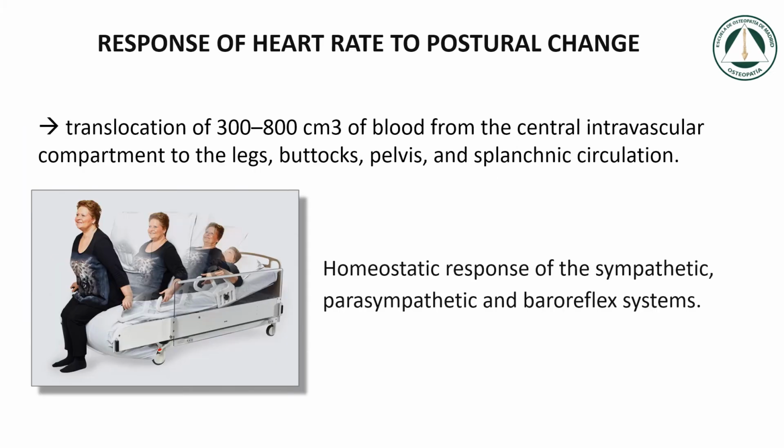Shifting from the supine to the upright position results in the translocation of 300 to 800 cubic centimeters of blood from the central intravascular compartment to the legs, buttocks, pelvis, and splenic circulation. The sympathetic nervous system, the parasympathetic nervous system, and the baroreflex play a role in this homeostatic response.